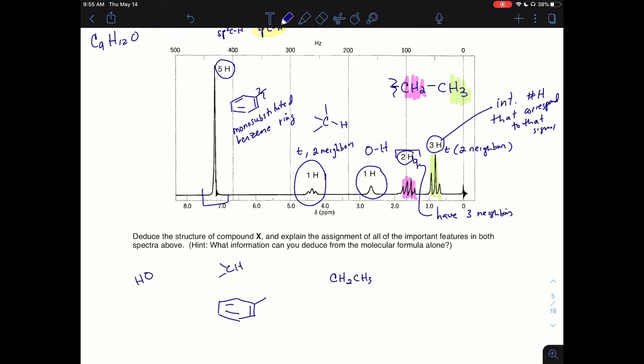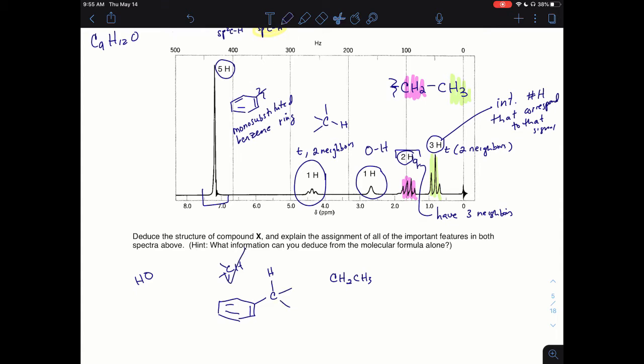We need to start putting some things together. So first of all, we're not going to be able to connect the benzene to the ethyl because then there's nowhere to put anything else. So I bet that the benzene is connected to that CH. Okay, and then what else? So now we've got that. And now let's try to put the ethyl group.